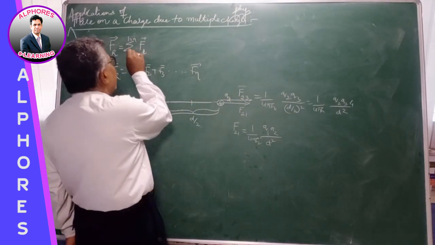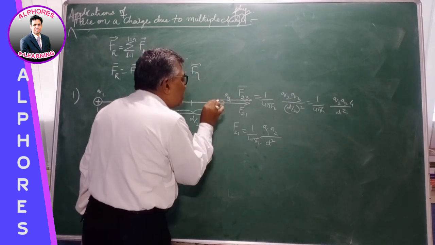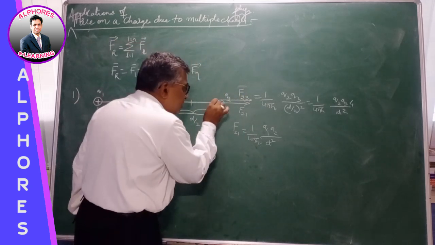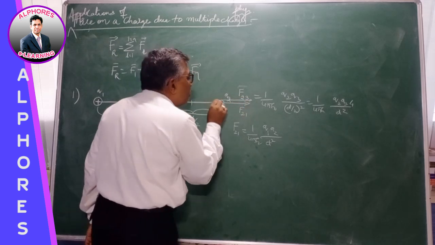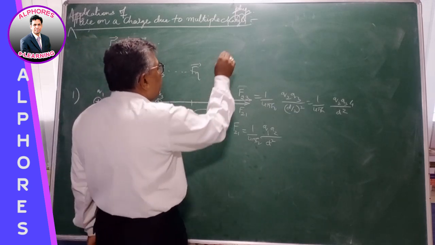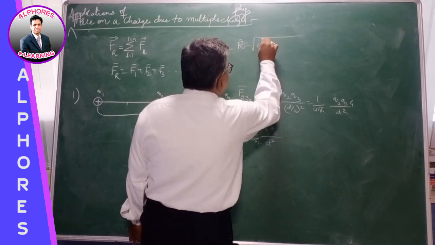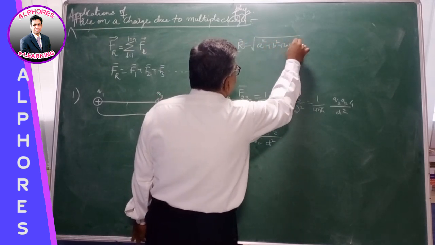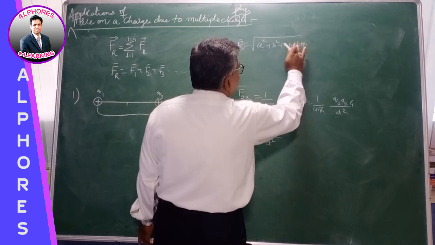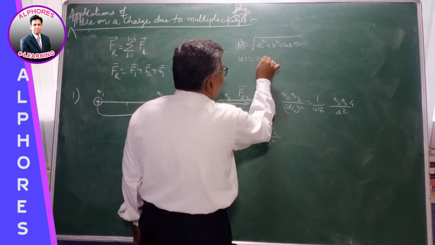Now according to the principle of superposition, the resultant force on any charge is equal to the vector sum of all the forces acting on the charge, considering them simultaneously. On this charge there are two forces acting and both are in the same direction. According to the parallelogram law of vectors, the resultant vector r bar is equal to root of a square plus b square plus 2ab cos theta. Now the two vectors are in the same direction, so theta is 0 and cos 0 is 1, giving a square plus b square plus 2ab. So mod r is equal to mod a plus mod b.